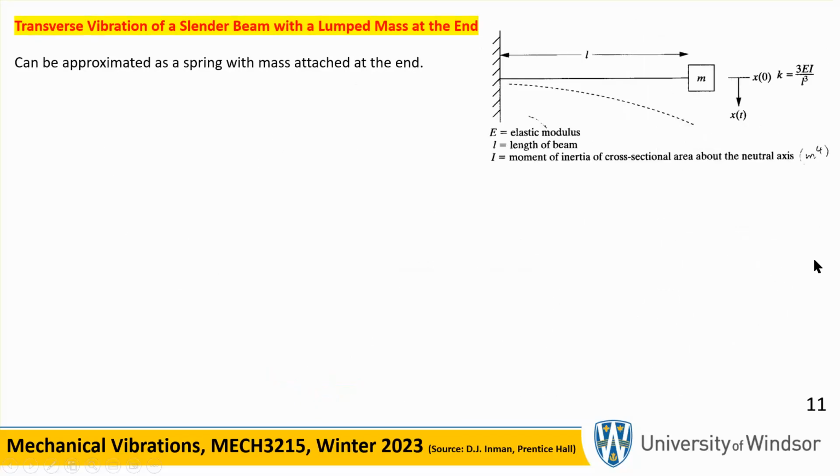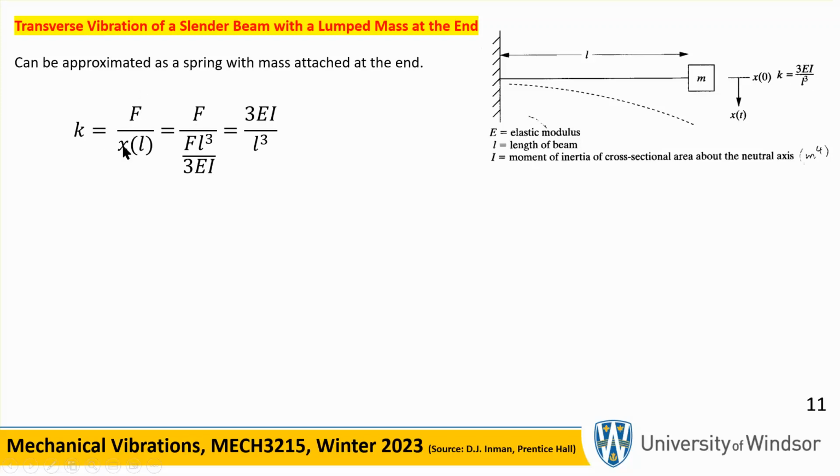Okay, let's move on. So here's the same situation, except that the vibration is taking place in the transverse direction. From stress analysis or deformable bodies, the bending stiffness of this beam is 3EI over L cubed. So basically, again, the natural frequency is the square root of stiffness, which is this ugly term, 3EI over L cubed, divided by m.